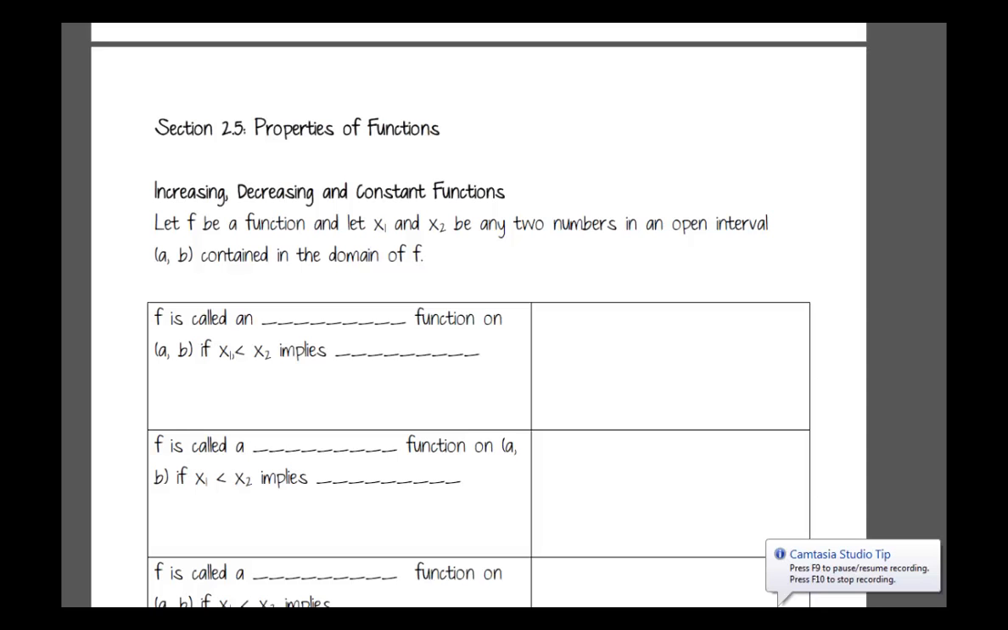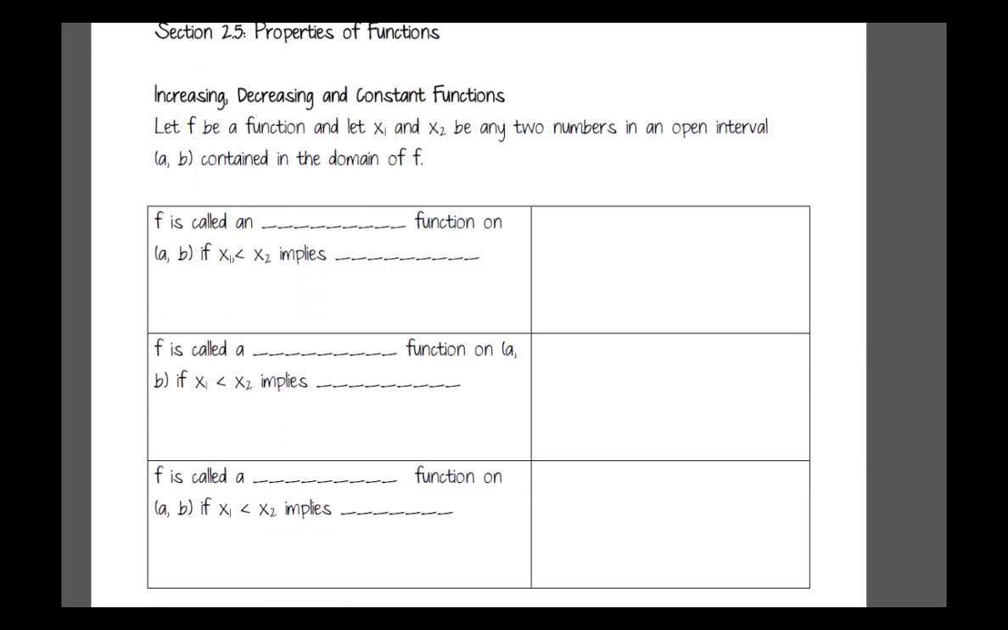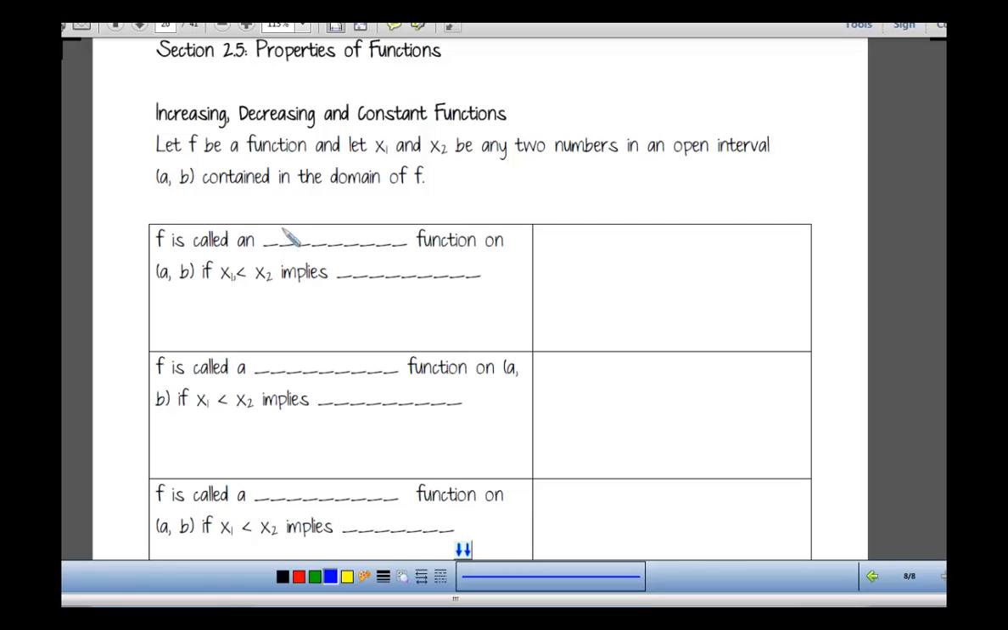Okay, in section 2.5, we're going to look at some more properties of functions, starting with increasing and decreasing. Where's a function increasing and decreasing? Okay, f is called an increasing function on the interval a to b if x1 less than x2 implies that f of x1 is less than f of x2. Okay, so what does that look like graphically?